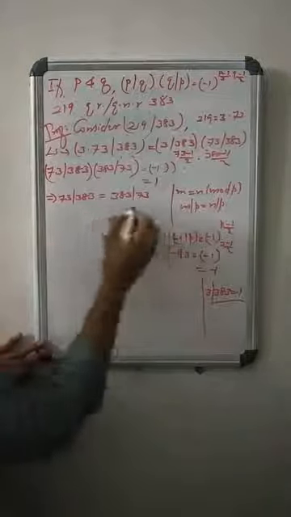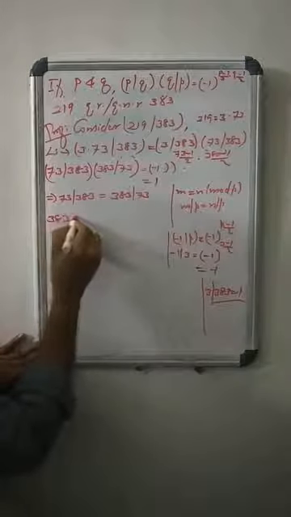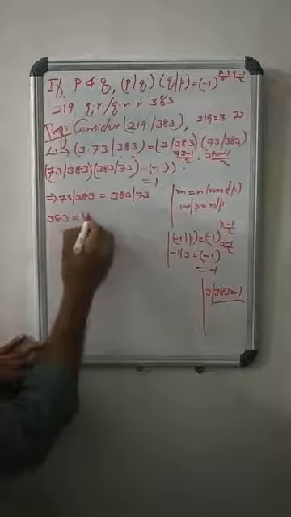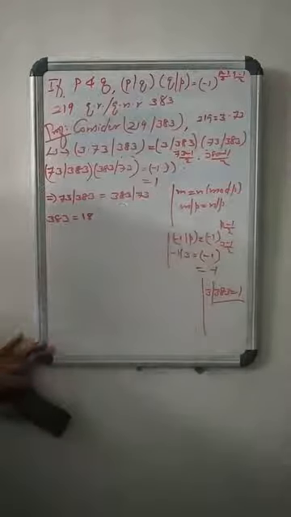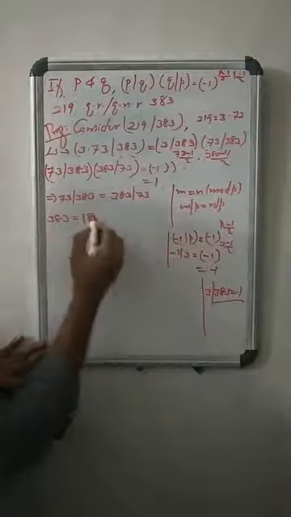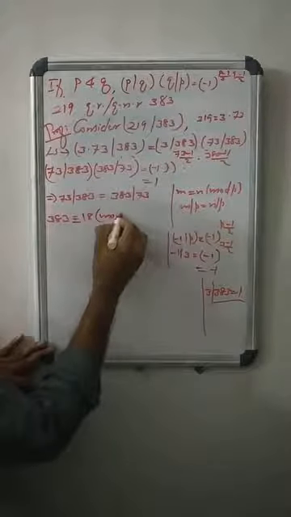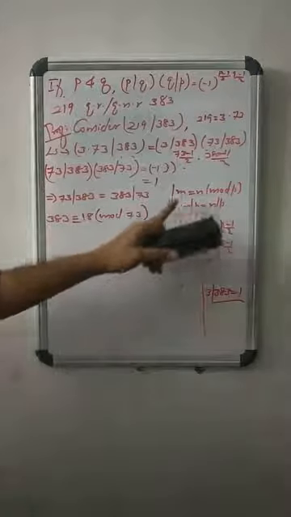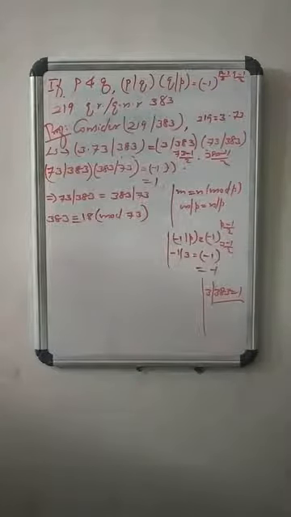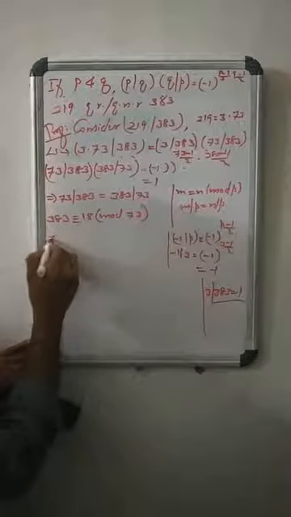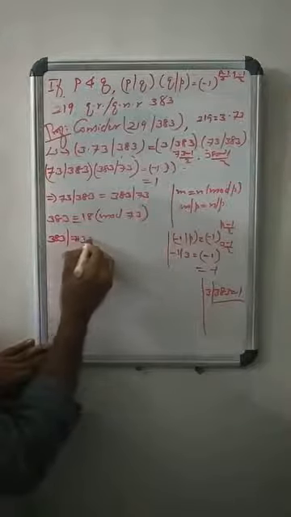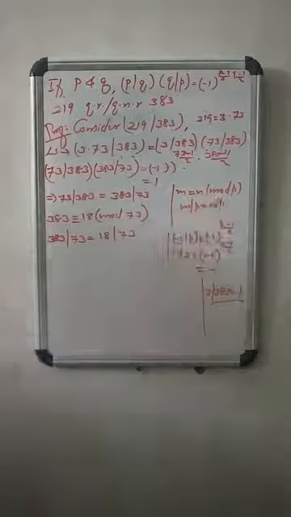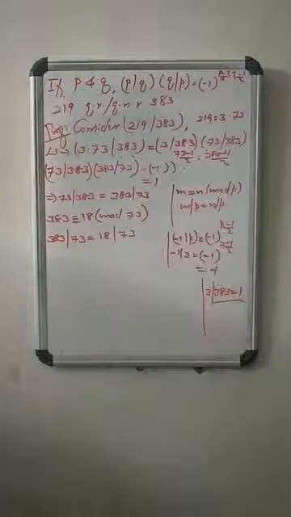Now calculate (383/73). When you divide 383 by 73, then 18 is the remainder. So 383 is congruent to 18 mod 73. When m is congruent to n mod p, then (m/p) = (n/p). So from here, (383/73) = (18/73), because of this result.